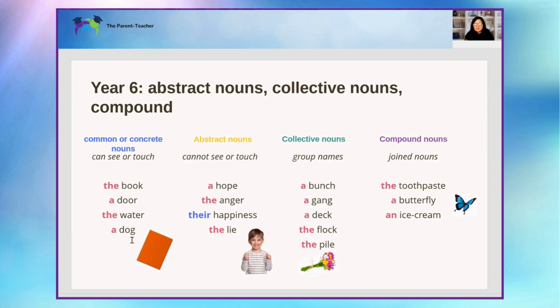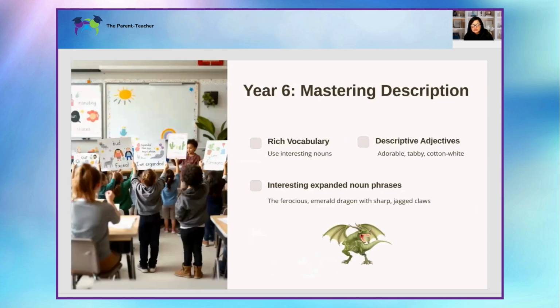Butterfly, you get butter and you get fly, butterfly. Ice and you get cream, ice cream. Okay, so those are compound nouns, and children need to know the difference between the different nouns by the time they get to year six. So let's have a look at the next slide.